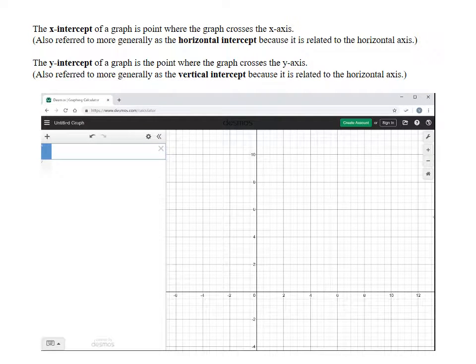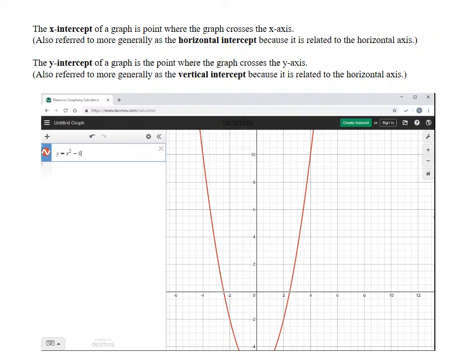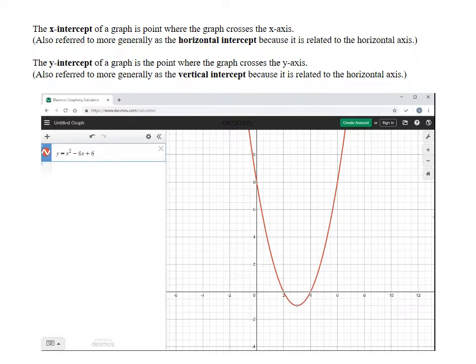When you graph equations in Desmos, Desmos will point out very important points to you. These are things like x and y intercepts, high and low points on the graph. Let's use a parabola as an example. For instance, let's say we have the equation y equals x squared minus 6x plus 8.